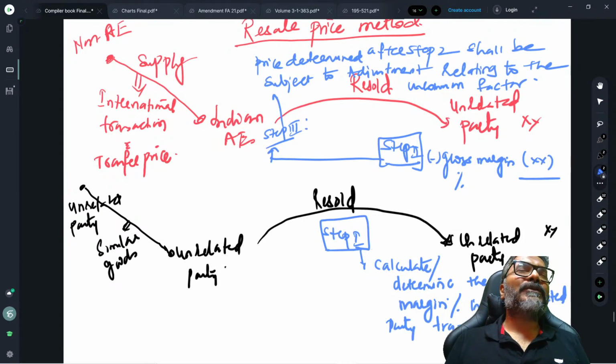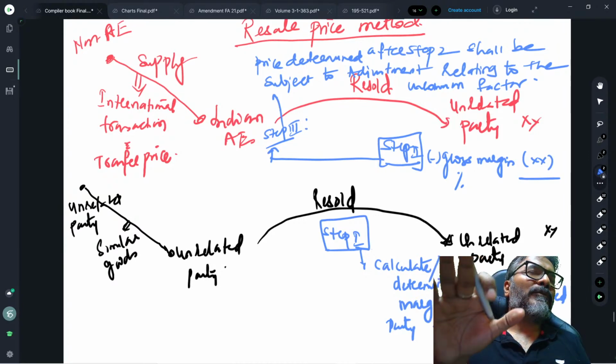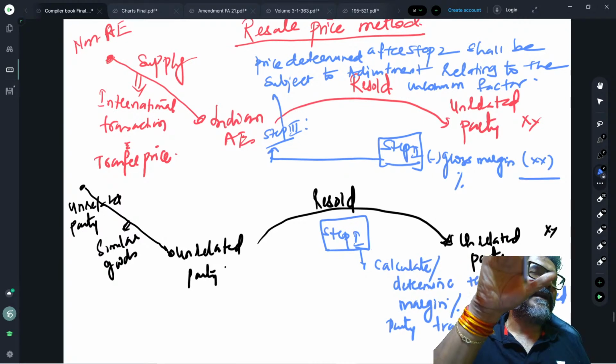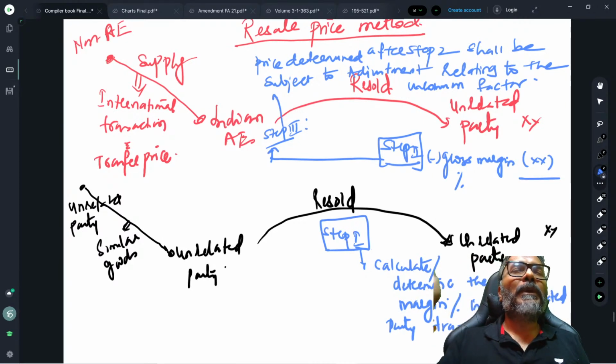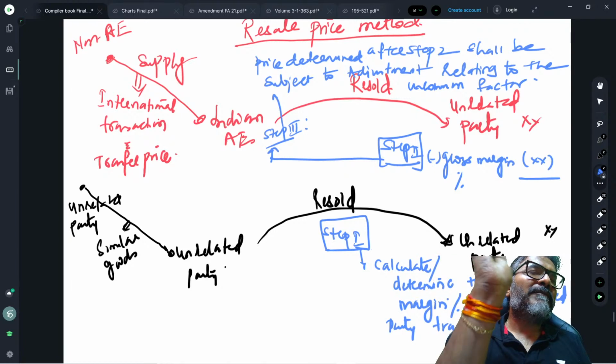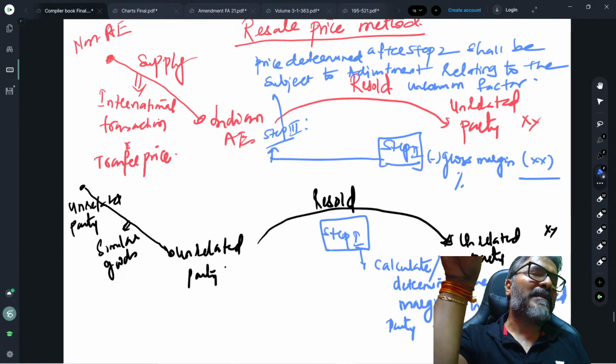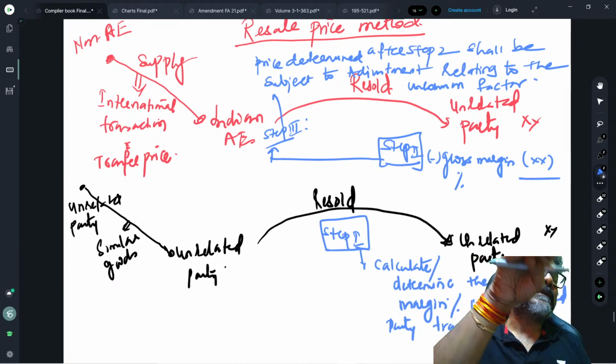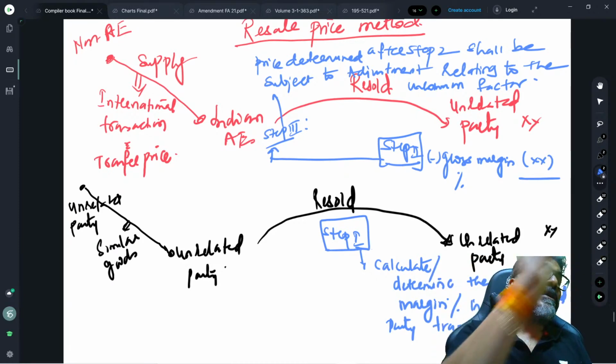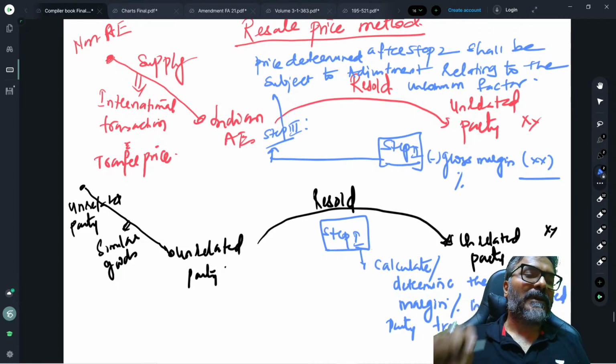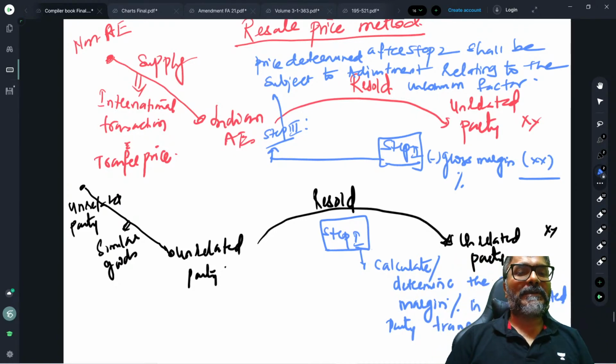Just like in the case of the CUP method, as you all are aware, in CUP method what do we do? We do the adjustment of the uncommon factor, isn't it? So the same thing you will have to do over here. Students, whenever you have to do the adjustment of the uncommon factor, please pay attention here. You will ensure that the price that is determined needs to align with the factors which are there in the international transaction. That is the A transaction. Always keep this particular point in mind, students.